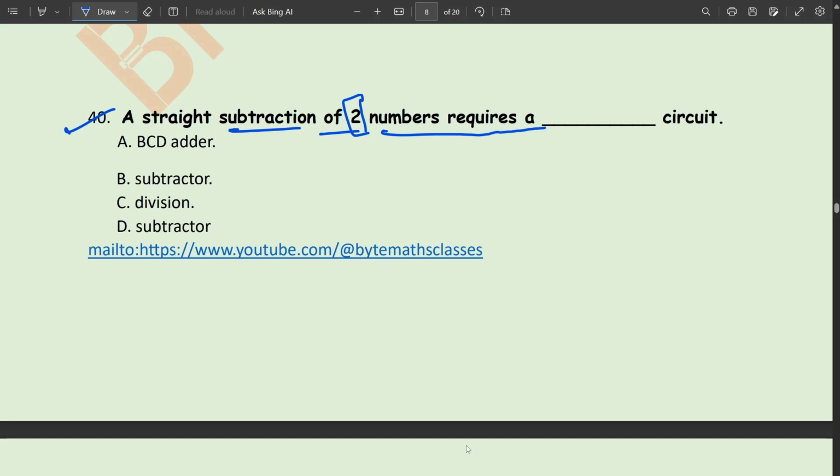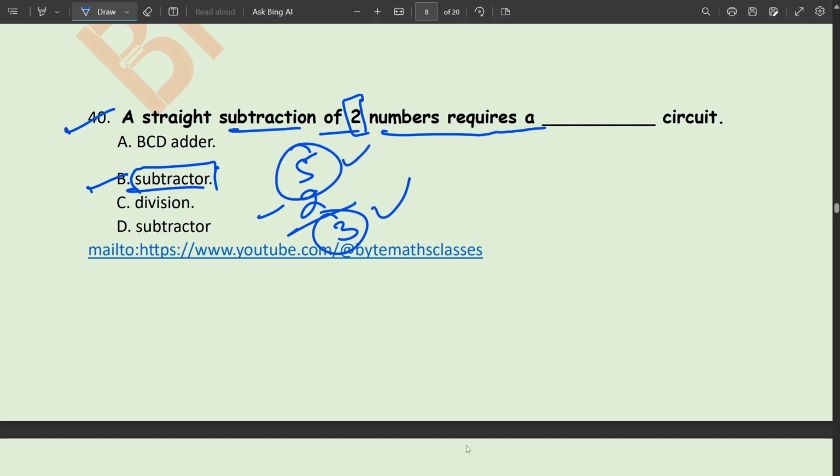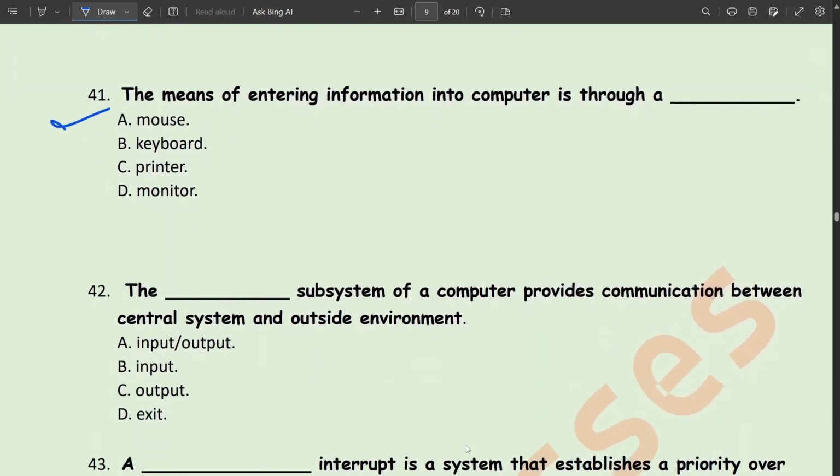Option B is correct. Subtractor. Whenever you have to subtract something, like 5 minus 2, you need a subtractor. Next, the means of entering information into a computer is through a which? This is an input device. Printer is output. Monitor is also output. The answer will be keyboard. Option number B is correct.